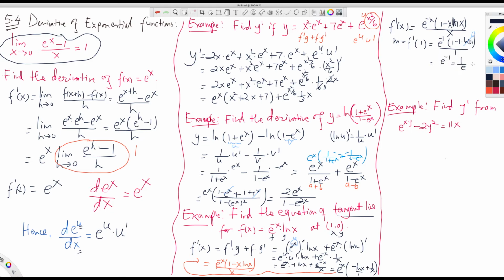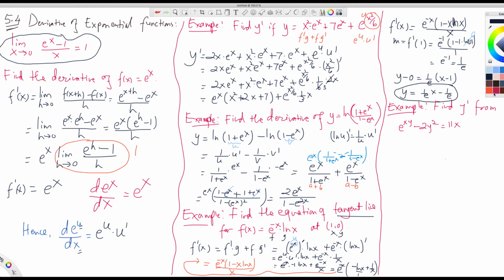You see that? So what is the equation of the tangent line then? It will be y minus y1, which is 0, equals m times x minus 1. You see that? So the final answer will be y equals 1 over e x minus 1 over e. That is the final answer.